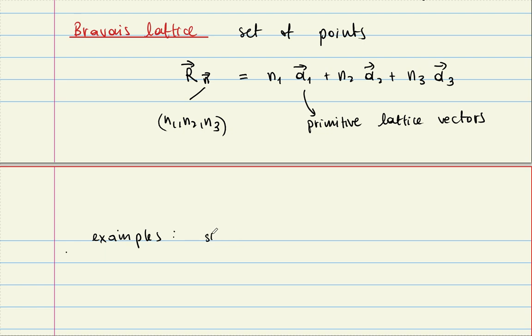So a simple cubic: A1 is A x-hat, A2 is A y-hat, and A3 is A z-hat. And this A without an index is what we call the lattice constant.